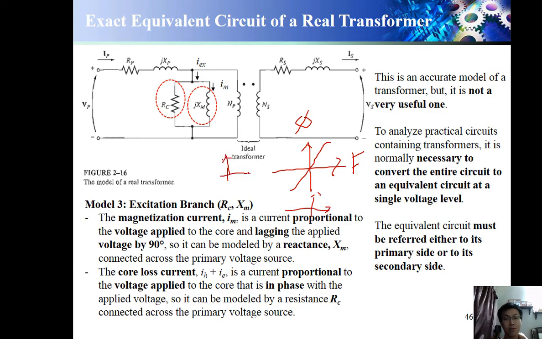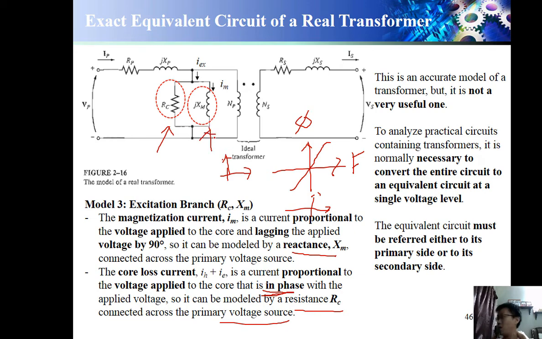If you still remember, okay. Then it's a current proportional to the voltage applied to the core and lagging the applied voltage by 90 degrees. So it can be modeled by a reactance. This is due to a magnetizing current connected across a primary voltage. And then the core loss current, which is the hysteresis current and the eddy current, is a current proportional to the voltage applied to the core. You see, this one is proportional to voltage applied but in phase with the applied voltage. So it can be modeled by a resistance connected to the primary voltage source. So one is in phase, one is lagging.